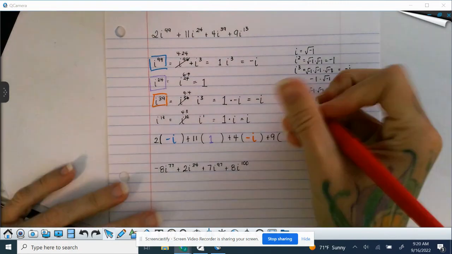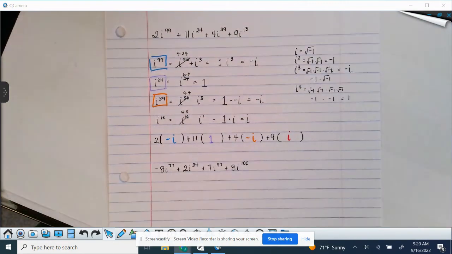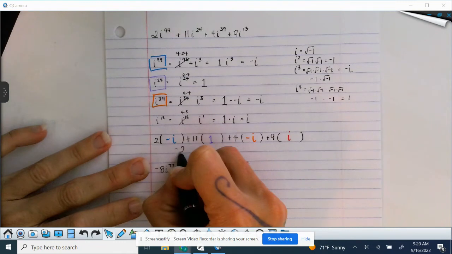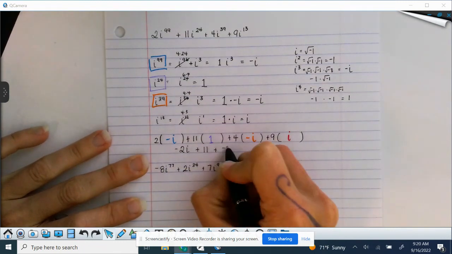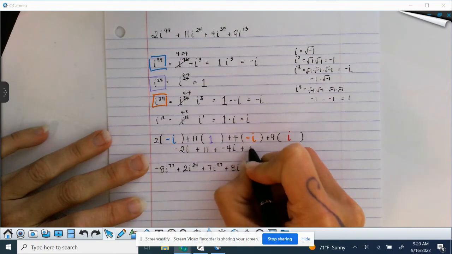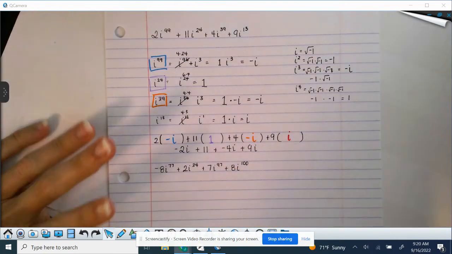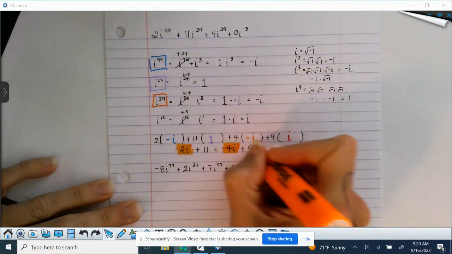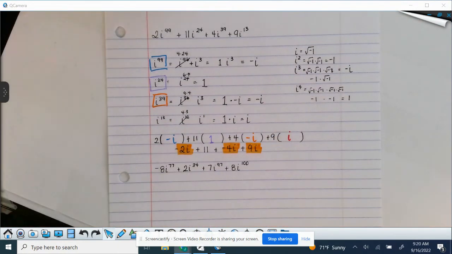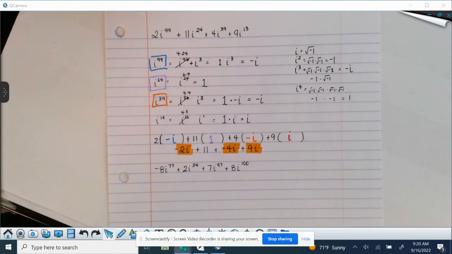And now we're going to do our math and combine where we can, or fix where we can, and turn it into a complex number. So this is going to be -2i plus 11 plus -4i plus 9i. And now you're combining like terms. Your i's are all like terms. So negative 2 plus negative 4 plus 9 should give us a 3i.